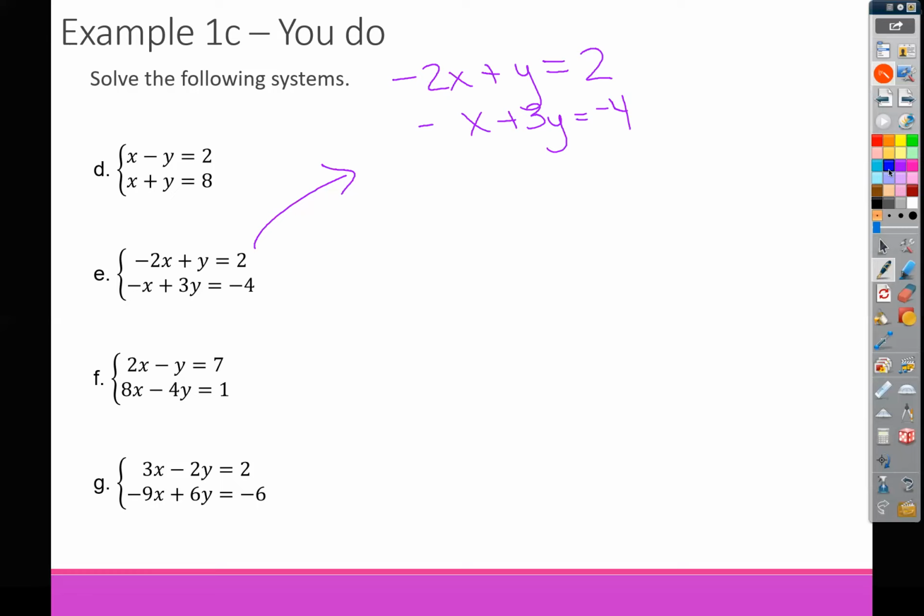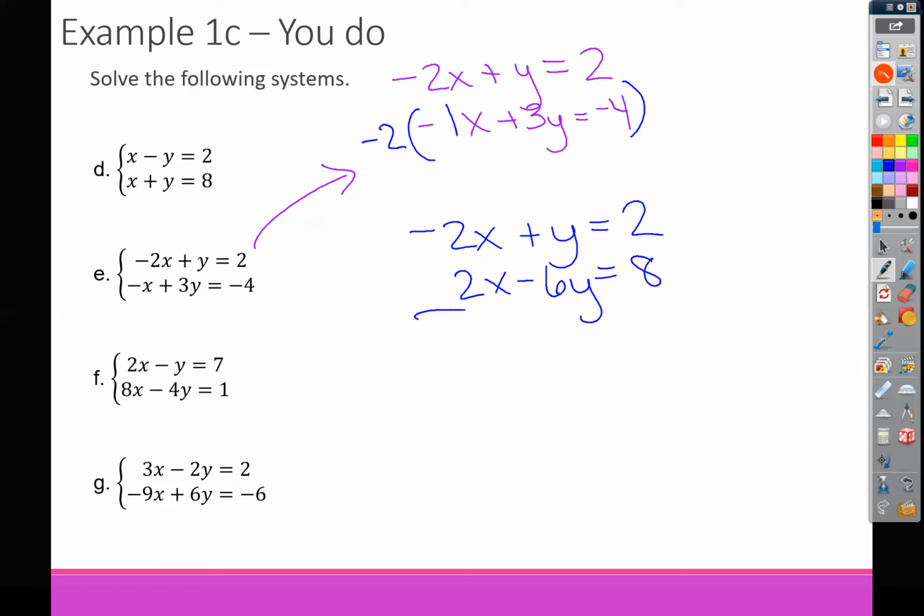So that means that I need to look at the coefficients in front of the x. So I have negative 2 and negative 1. What's the least common multiple? 2. So since I already have a negative 2, I need to make this a positive 2. I can do that by multiplying the whole equation by 2. Now I'm just rewriting the first equation, and in the second one, I'm going to distribute that. So I would get 2x minus 6y equals 8.